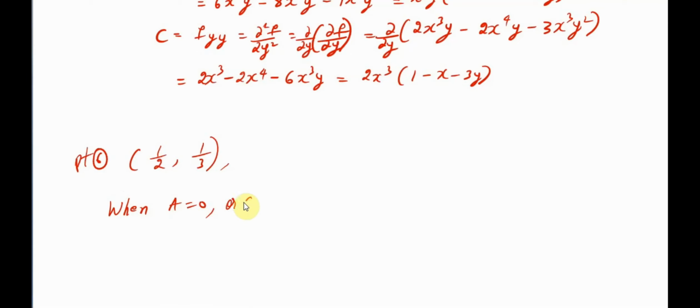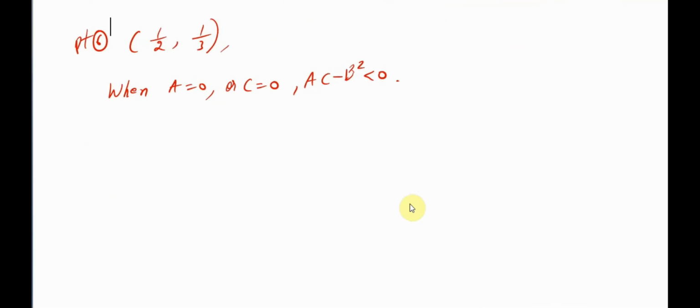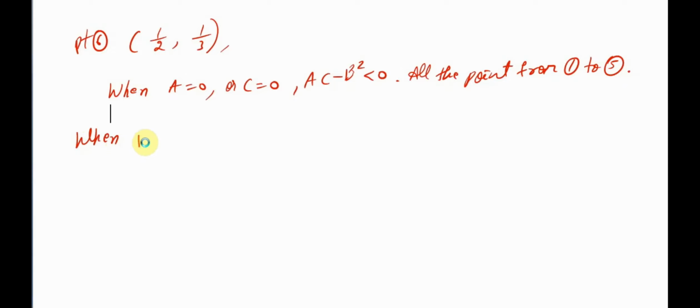A is equal to 0 or C is equal to 0. We can see AC minus B square is less than 0. So therefore we don't take this. So directly I will take the point 1 upon 2, 1 upon 3. So in all the points from 1 to 5 we get this condition. But when the point 1 by 2, 1 by 3 is taken, please remember we get the extremum value.